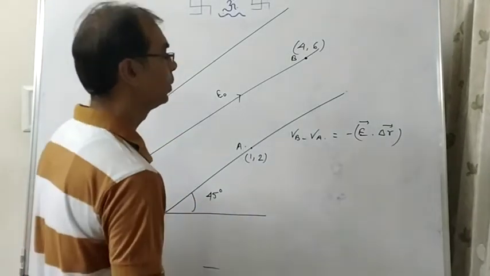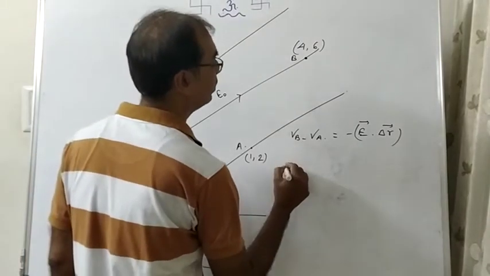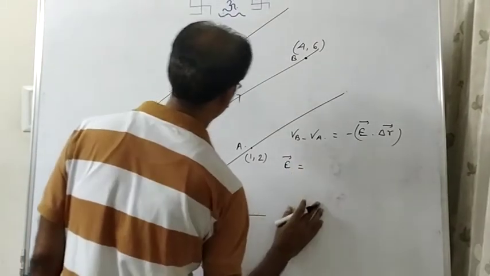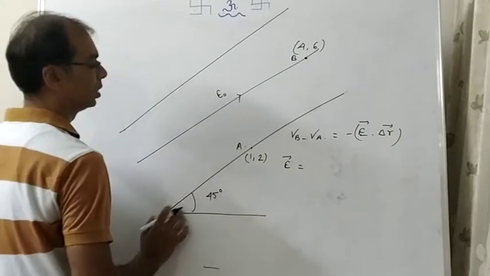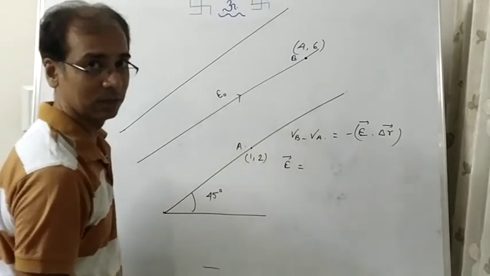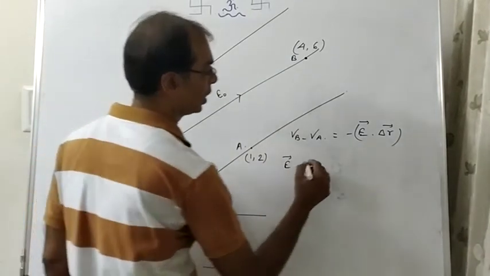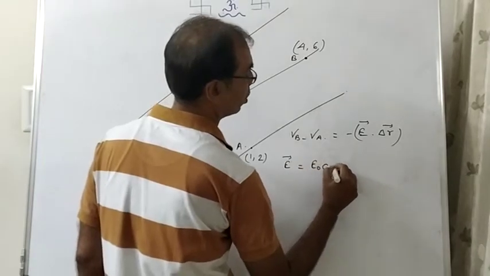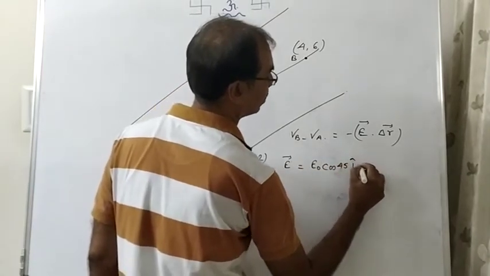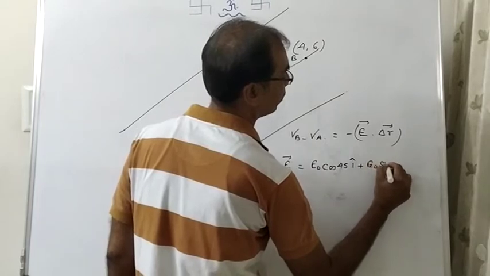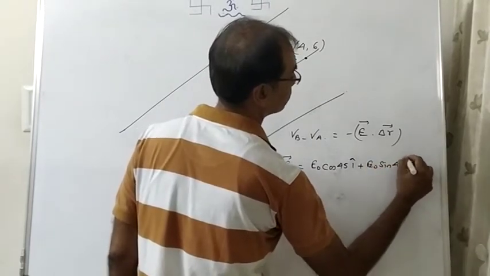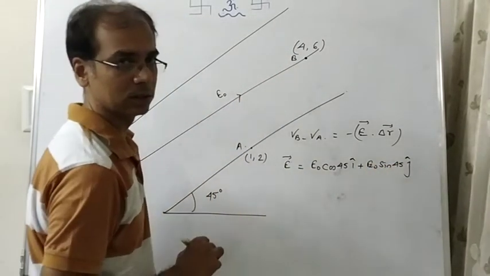So what we can do is write the E vector. Now what is the E vector over here? We can say that E naught is the magnitude, and it is making an angle of 45 degrees with the x-axis. So vector E we can write as E naught cos 45 i cap plus E naught sin 45 j cap. That's vector E. Yes or no?